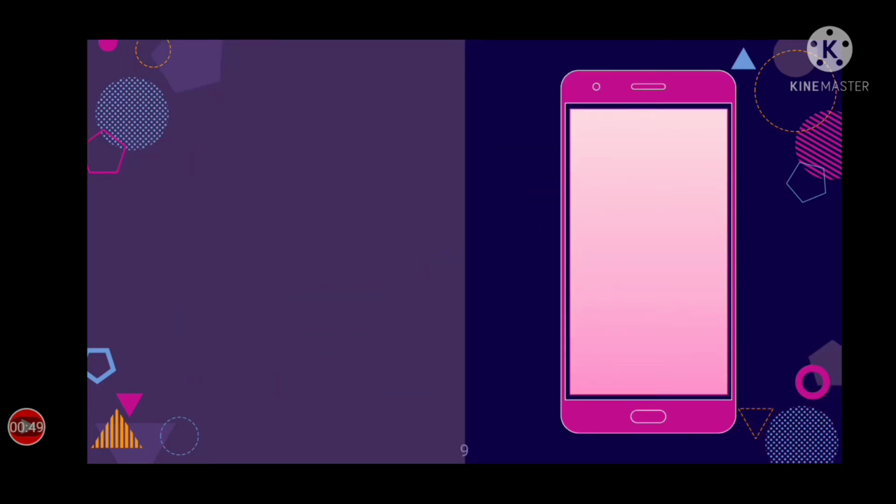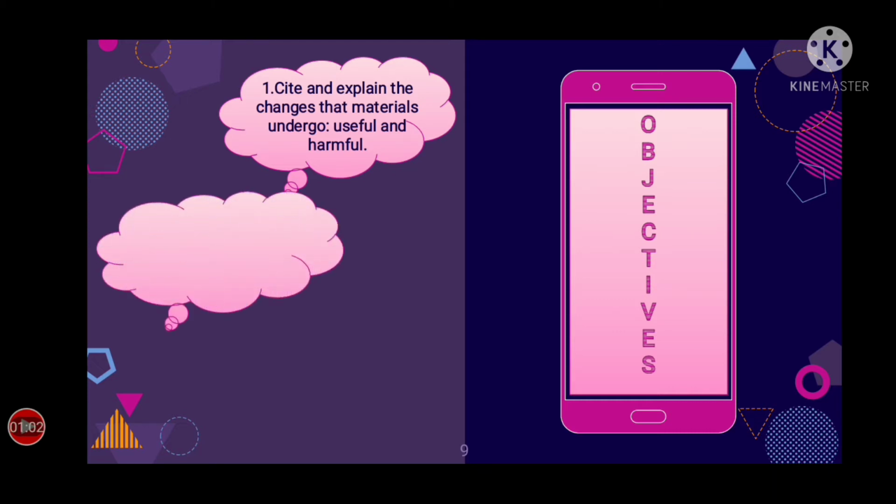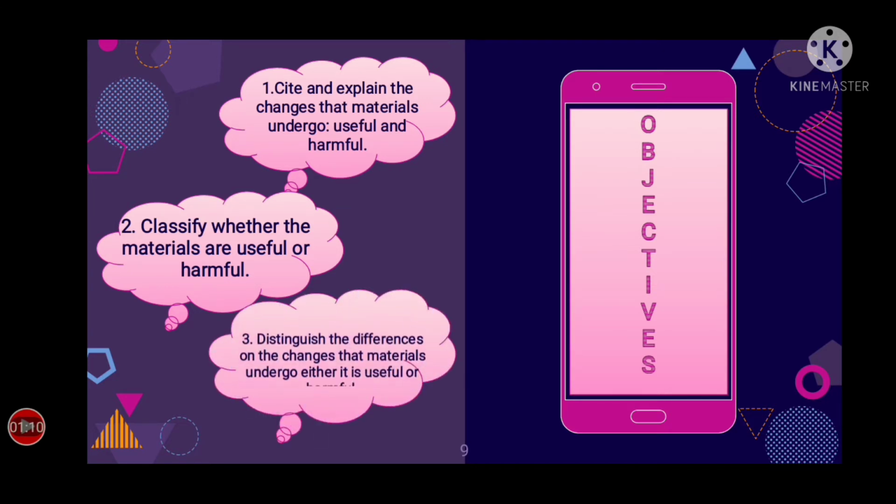Now, our objectives for today, kindly read them aloud. Number 1. Cite and explain the changes that materials undergo, useful and harmful. Number 2. Classify whether the changes in materials are useful or harmful. Number 3. Distinguish the differences in the changes that materials undergo, whether useful or harmful. Is that understood, class? Okay, very good. Now let's proceed to our lesson.